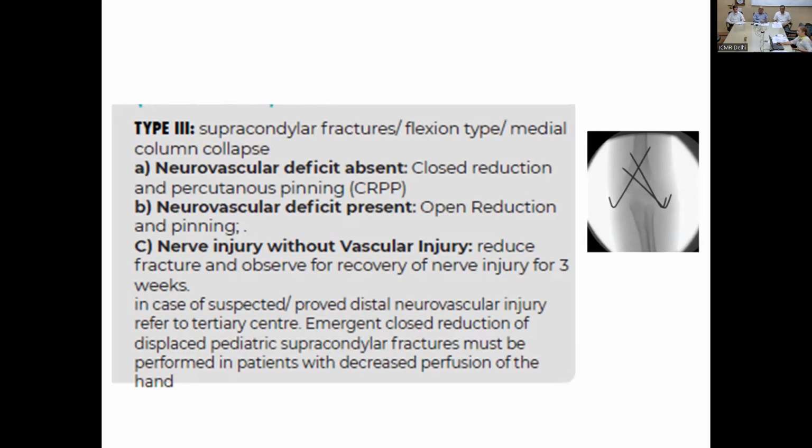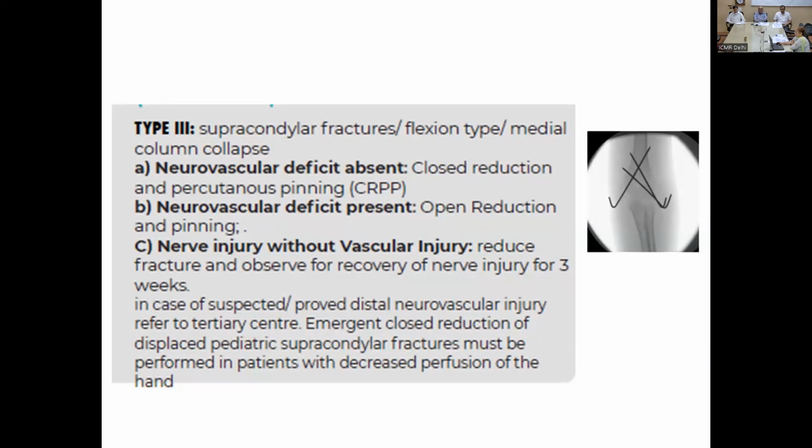If there is no neurovascular deficit, then we can do a closed reduction and percutaneous pinning, and K-wires can be passed like this, as seen in the X-ray. In cases where neurovascular deficit is there, we may opt for open reduction, where we can examine the brachial artery and median nerve and pin it under direct vision. That is required in many cases where neurovascular deficit is there, or where closed reduction is not possible.